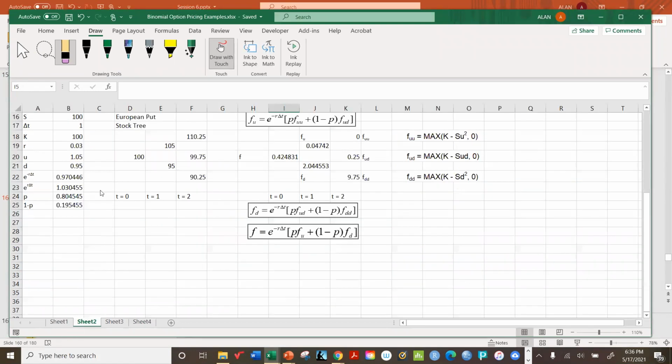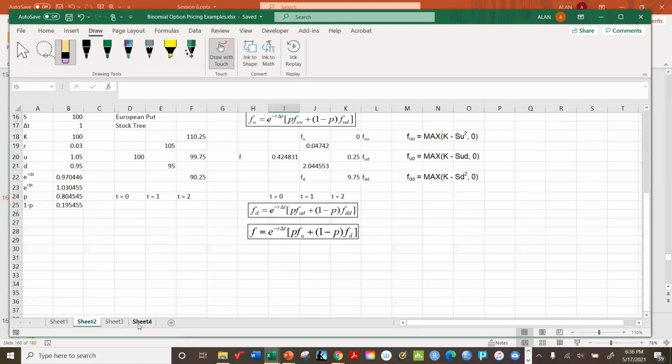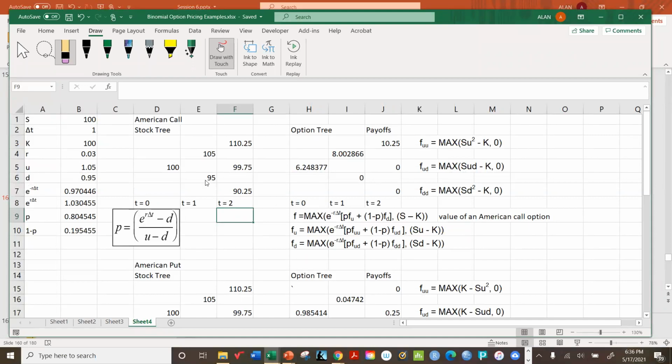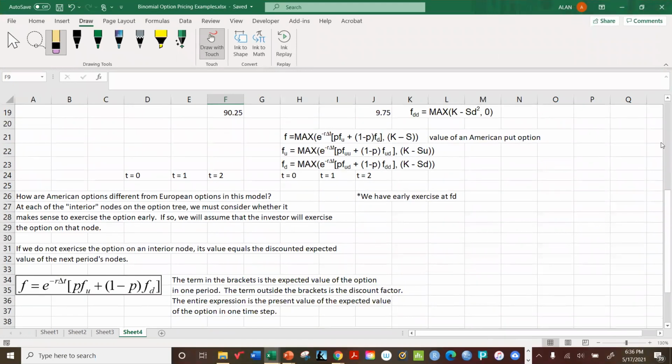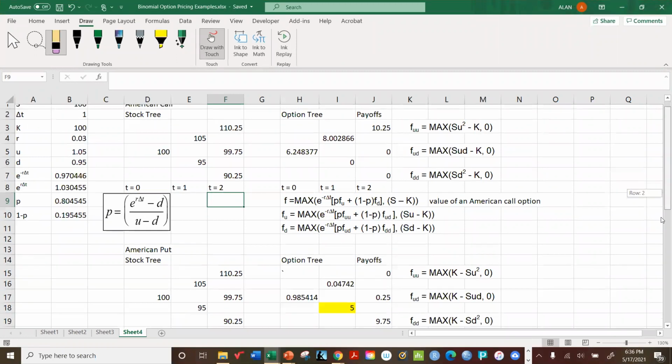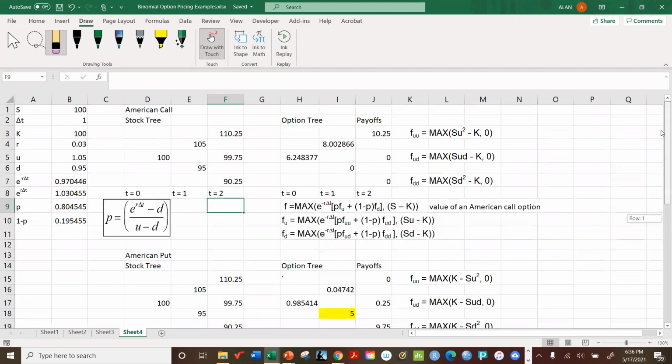Okay, so 2 and 4 are the same example, except, let me just double check everything. Yes, what's happening here is that we have a two-period American call and a two-period American put. And what we'd like to know is whether or not the option ever gets exercised. Now, I've highlighted the one node where the option actually does get exercised early. And you'll be able to see how much of a difference that makes in the price of the American put.